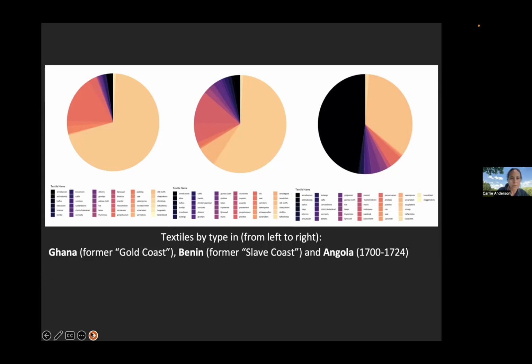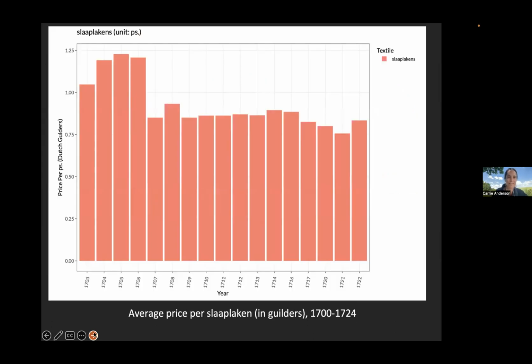So first, Marcely, I was trying to change the slide myself. Thank you. One of the things that we can easily see from our data is the average price. For slaaplakens, it's pretty consistent over the course of the 25-year period. They're generally between 14 and 22 stuivers per sheet. There's not a ton of variation, and mostly it's between 17 and 18 stuivers.